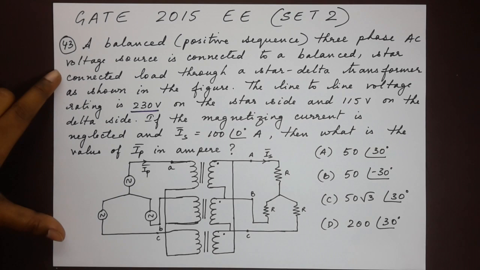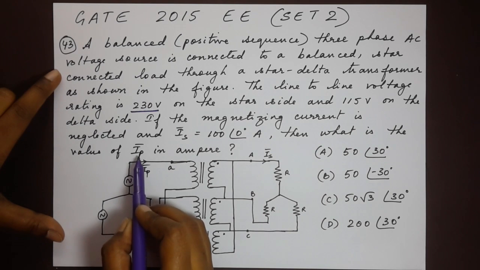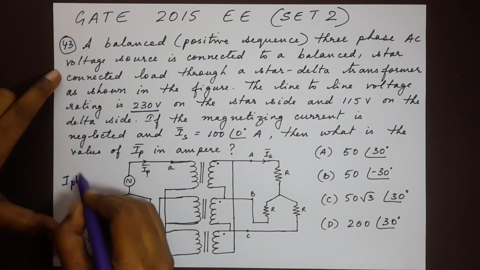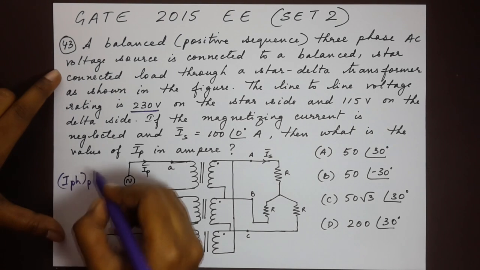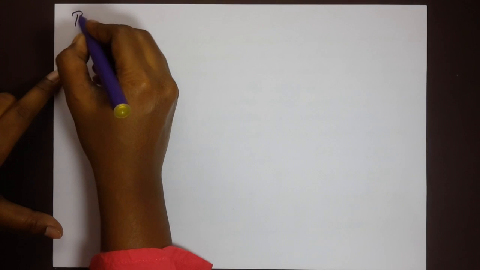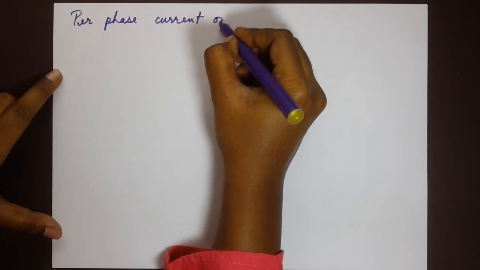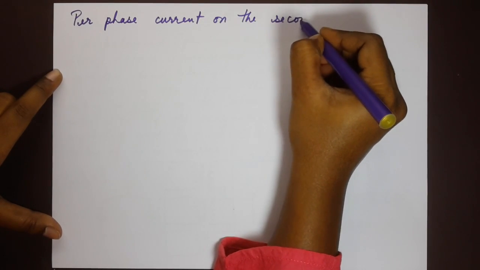Okay, so let's begin by writing down the per phase current on the secondary side. Before we go into all of that, you should know they have asked what the value of IP is. Now IP is I phase of the primary side. This is what they have asked. So we'll do this step by step. We start with the per phase current on the secondary side.